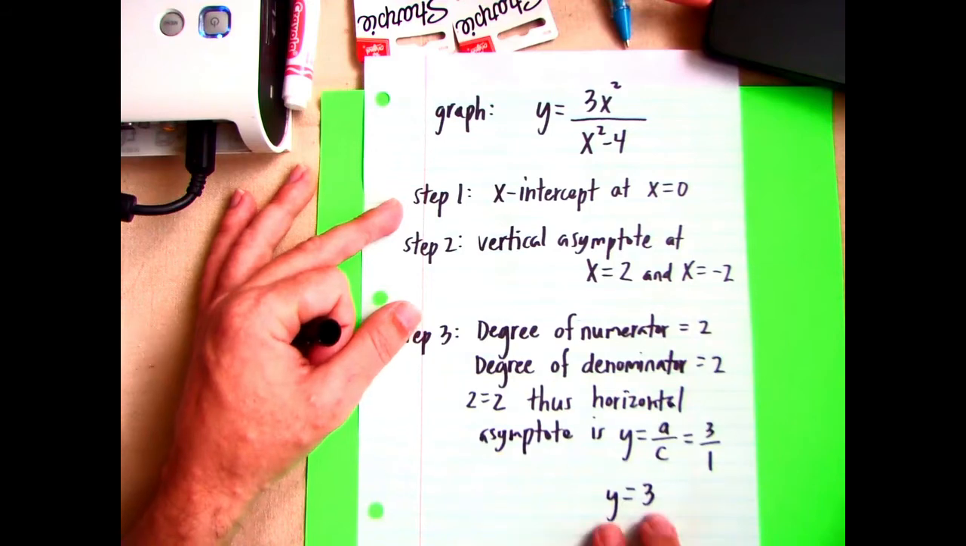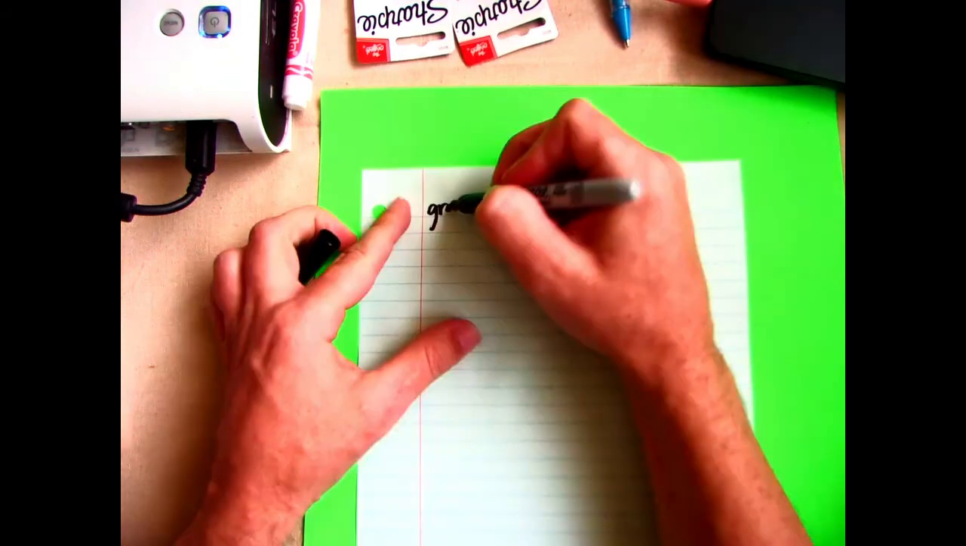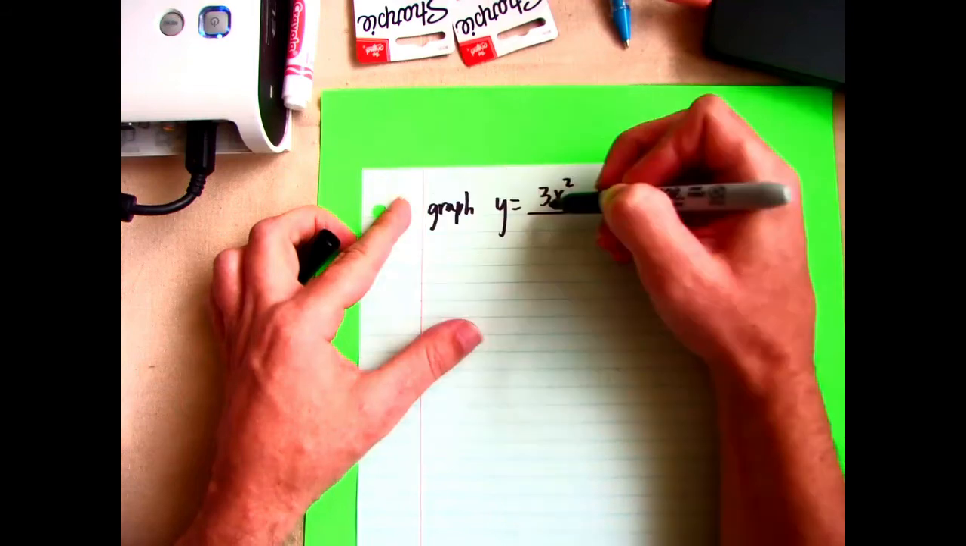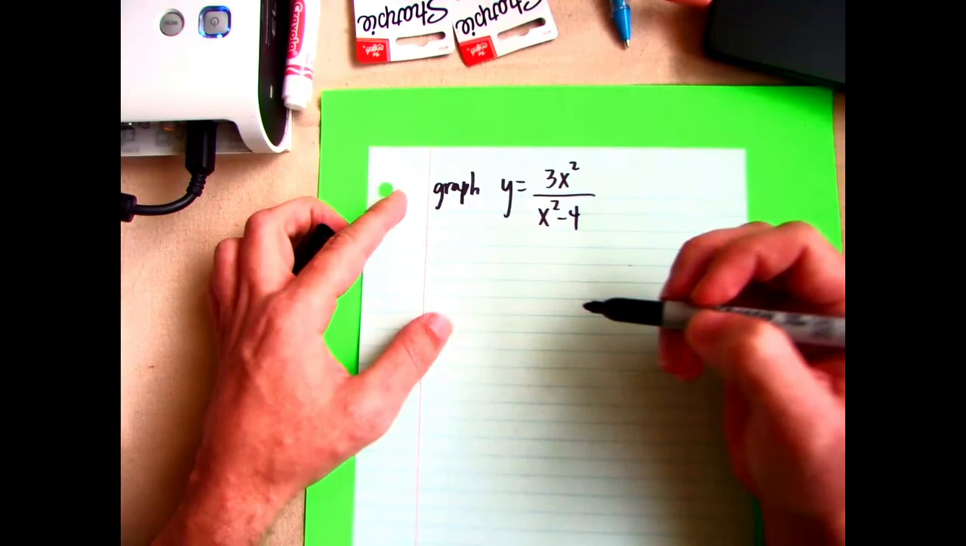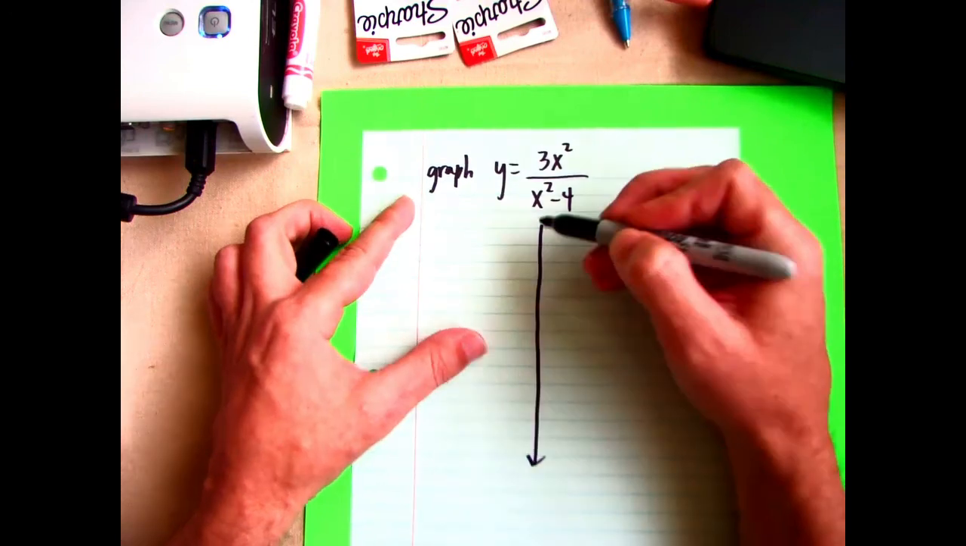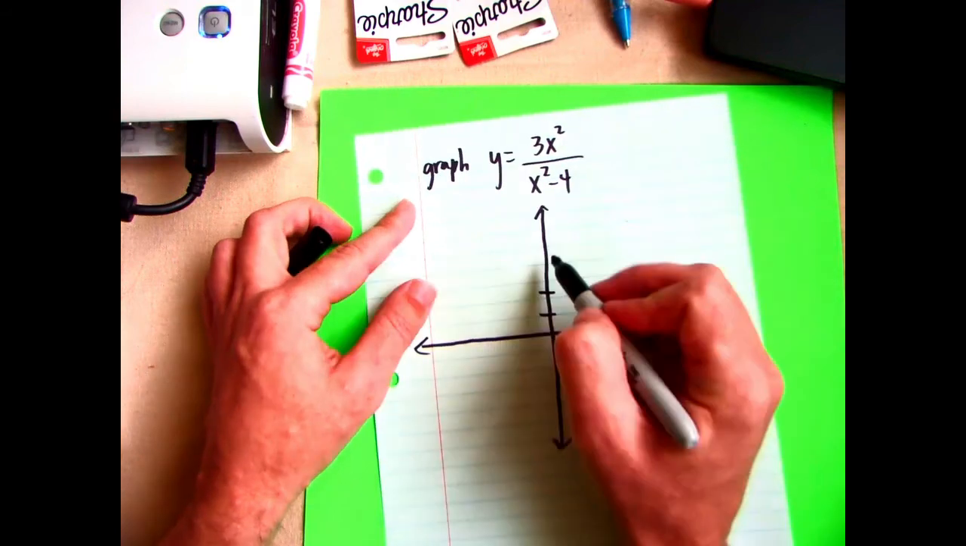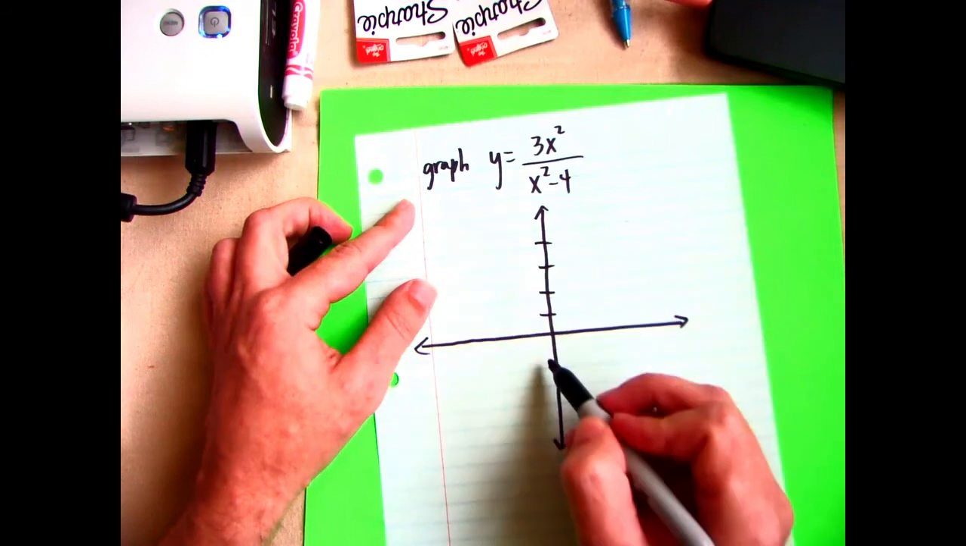Alright, so clean sheet of paper here, the graph. I'm going to start off with my axes, XY axes. And the first thing you're going to want to add in from step 1 is that x-intercept at 0. So when x is 0, y is 0. That is my x-intercept. After that, we can input our vertical asymptotes.